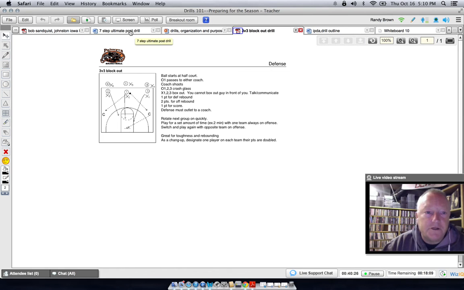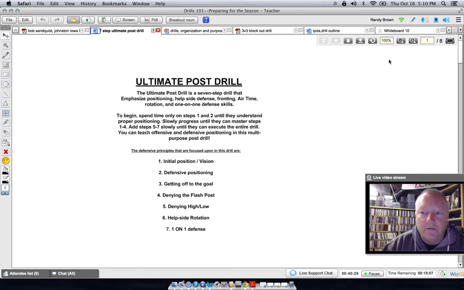And then I just wanted to show you a drill that I've run for a long time called the Ultimate Post Drill. So I'm just going to scroll you through this. There are 7 purposes, 7 defensive principles that we're going to focus on in this drill. Initial position and vision, defensive positioning. 3, getting off to the goal. 4, denying the flash post. 5, denying high-low. 6, help side rotation. And 7, one-on-one defense.